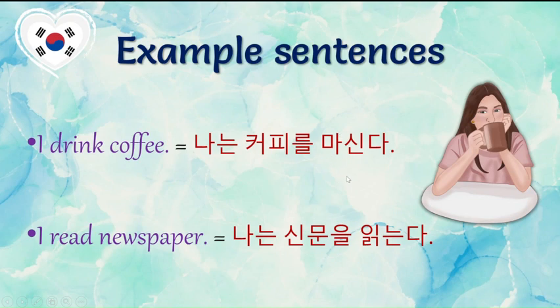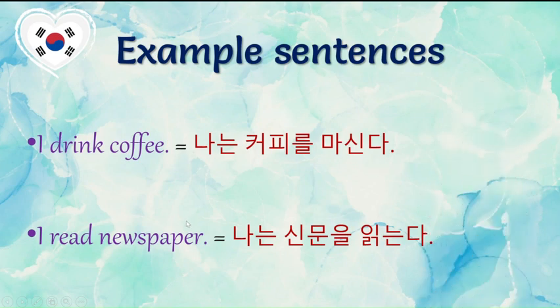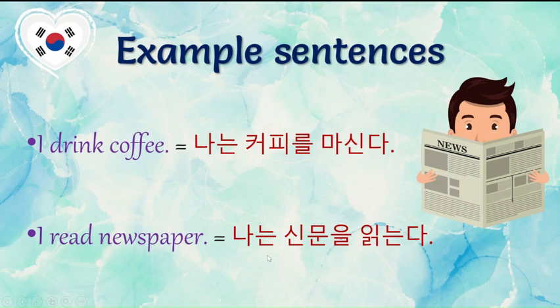So we have to conjugate it in the plain form, in the present tense. The stem ends in a vowel, so the ending will be niyan followed by tha, and therefore it becomes masinda. Alright, next example is I read newspaper. 나는 신문을 읽는다. 나는 is I, newspaper is 신문, and 읽는다 is to read in present tense. Here the stem is ending in consonant, so the ending will be ninda.